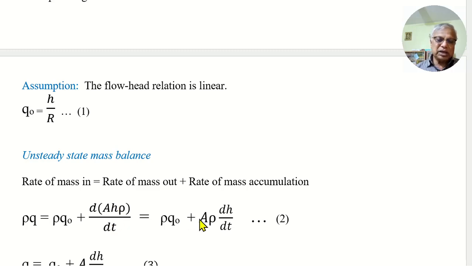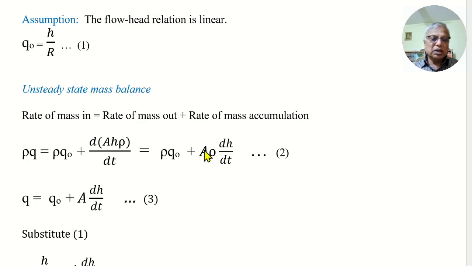A and rho are constants. We'll assume that the density of the liquid is also constant. Area is a uniform area of cross section, so constant. So that is equal to rho Q naught plus A rho dH by dt. So this is the unsteady state mass balance. This equation describes the process during unsteady state. Now if you cancel rho throughout, you get this equation 3.